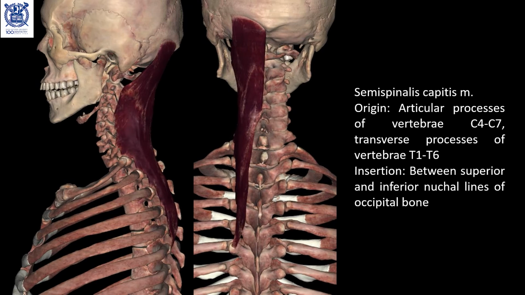It arises by a series of tendons from the tips of the transverse processes of the upper 6 or 7 thoracic vertebrae and the 7th cervical vertebra, and from the articular processes of the 3 cervical vertebrae above this. The tendons unite to form a broad muscle which passes upward and is inserted between the superior and inferior nuchal lines of the occipital bone. It lies deep to the trapezius muscle and can be palpated as a firm round muscle mass just lateral to the cervical spinous processes. It is innervated by the greater occipital nerve.